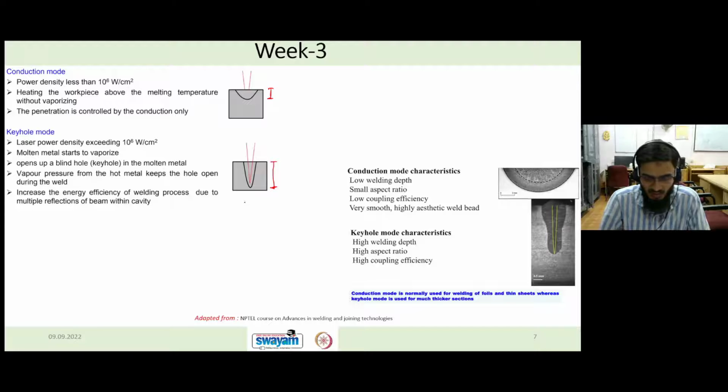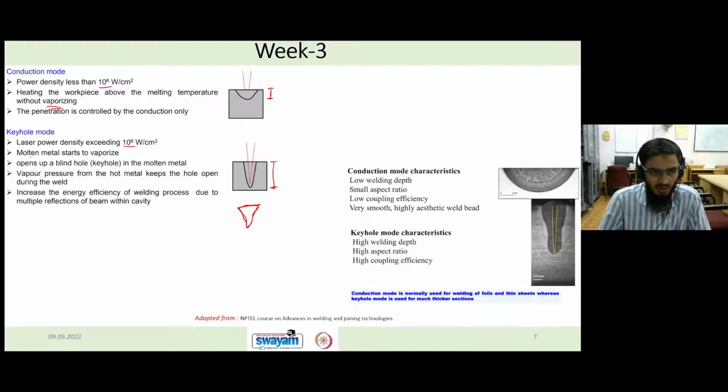The name of this keyhole mode comes from the shape of this hole, which looks like a keyhole in our door key, gate key. So the name is keyhole. The power here is less than this, and here power is much more than 10 to the power 6 watt per centimeter square. Coming to conduction, it heats the workpiece above the melting temperature without vaporizing. So here we are avoiding vaporization. We are not going to form a vapor, and that vapor contributes to forming the keyhole. We are just melting, and that melting is up to a certain depth from the surface. The penetration is controlled by conduction only.